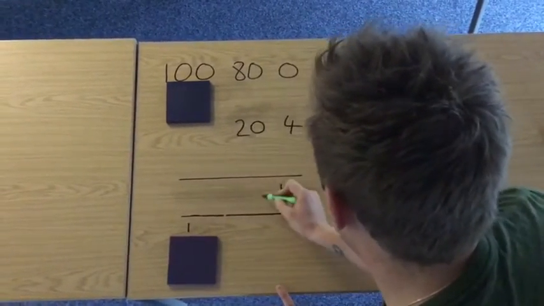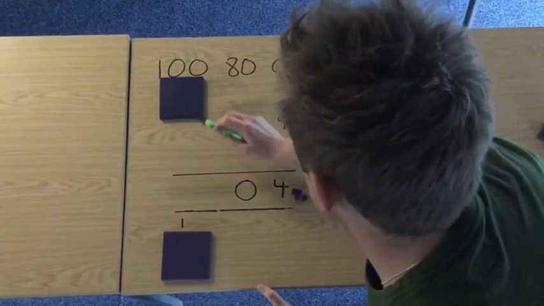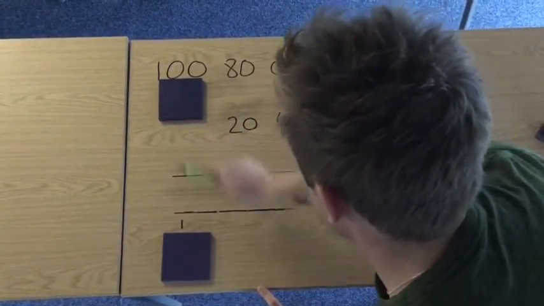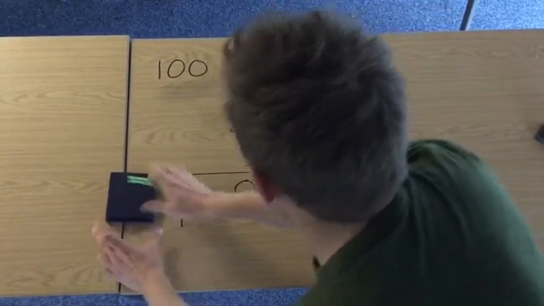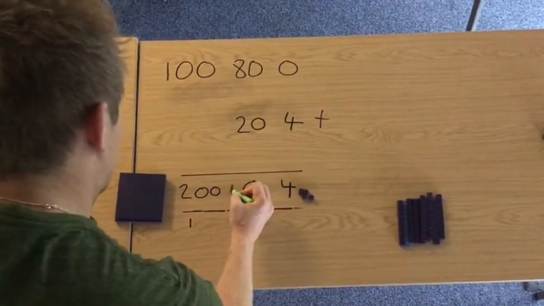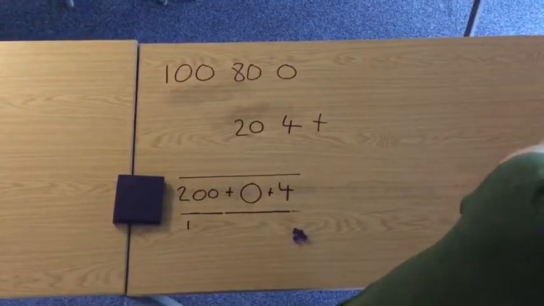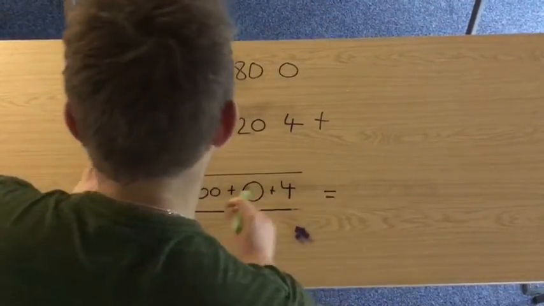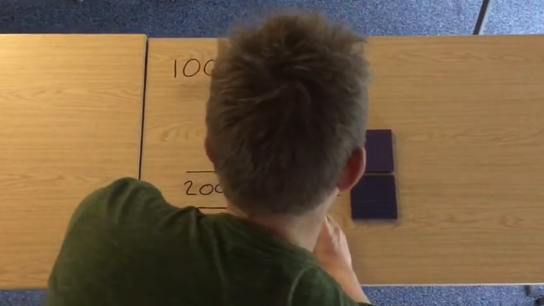However, we need to put a 0 in here for the placeholder. And then 100 plus 0 is 100, and remember the exchanging. 100 plus 100 is 200. And we add these together, which gives us the answer 204.